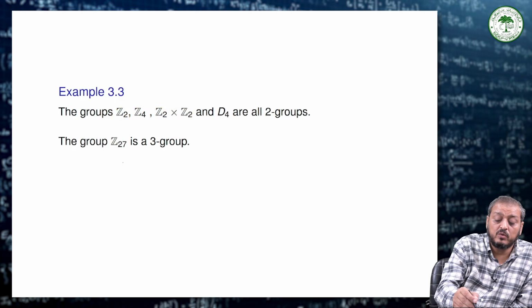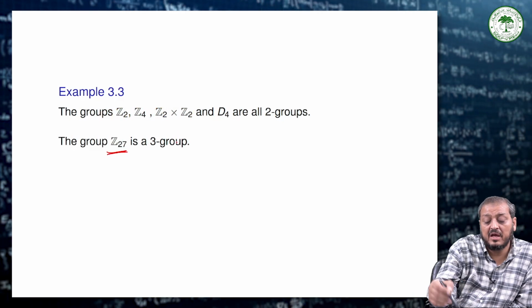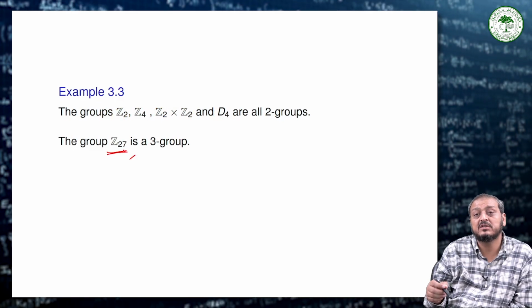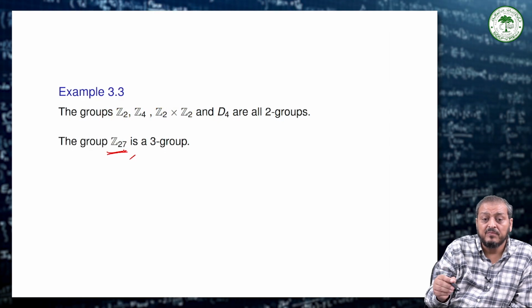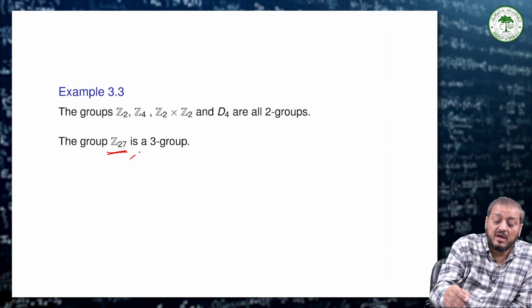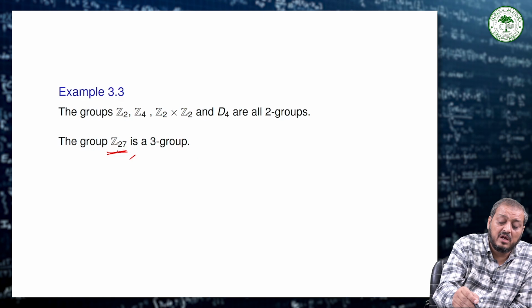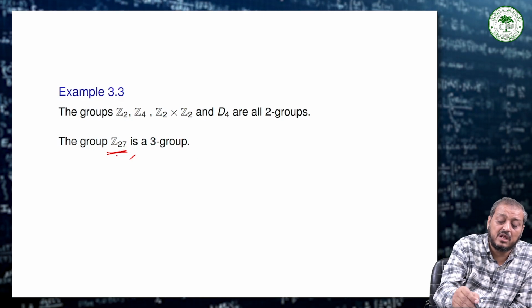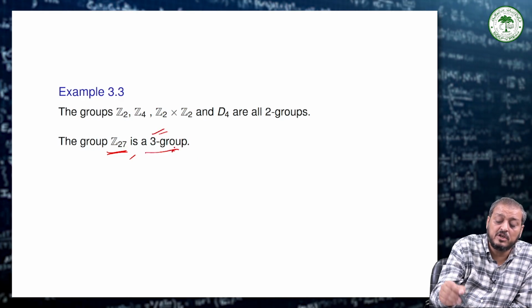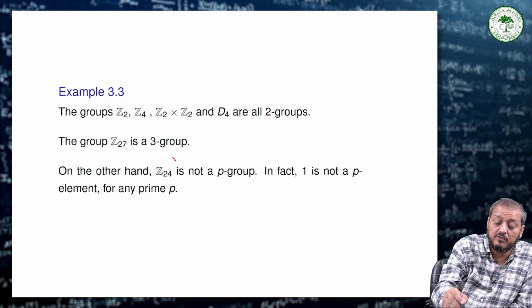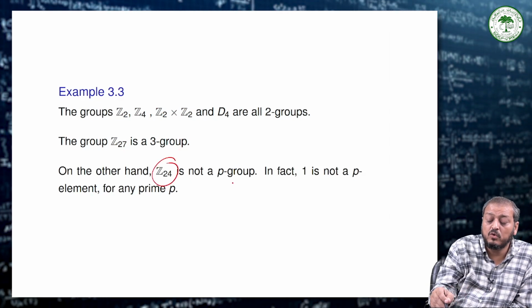Now again we take 27. Every element of a group of order 27 has order a power of 3, because the divisors of 27 are powers of 3, so this again is a 3 group. Now we take 24. 24 is not a p group.